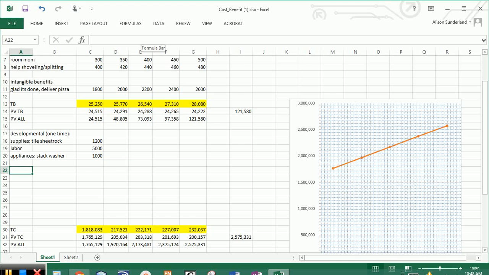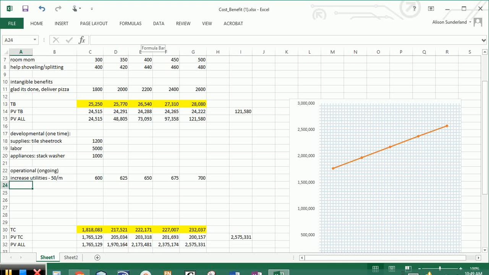Then the second type of cost is operational. These are the ongoing costs. The first operational cost is having somebody in my basement is going to increase my utilities. I'm going to calculate that it will increase the utilities by $50 a month. That means that this first year is going to be $600, and then I will do a $25 increase.